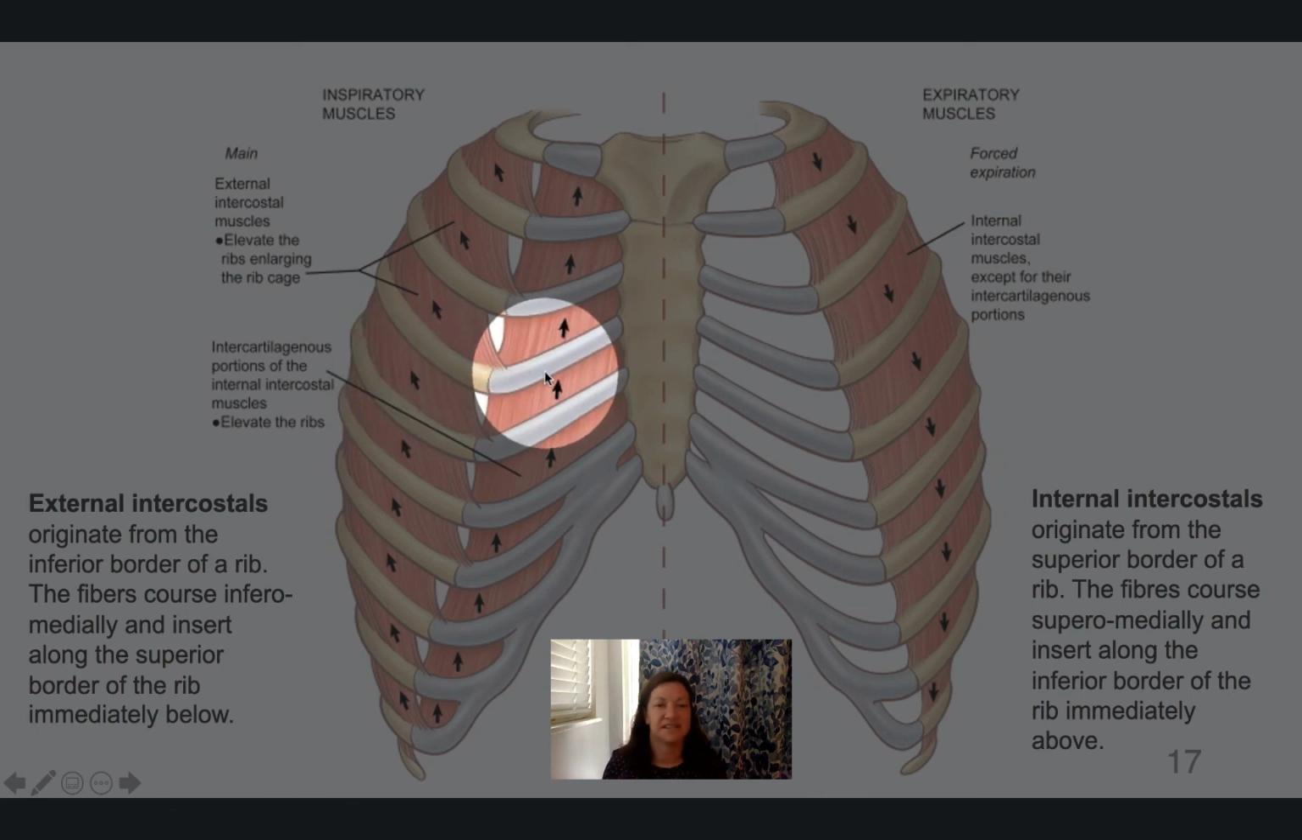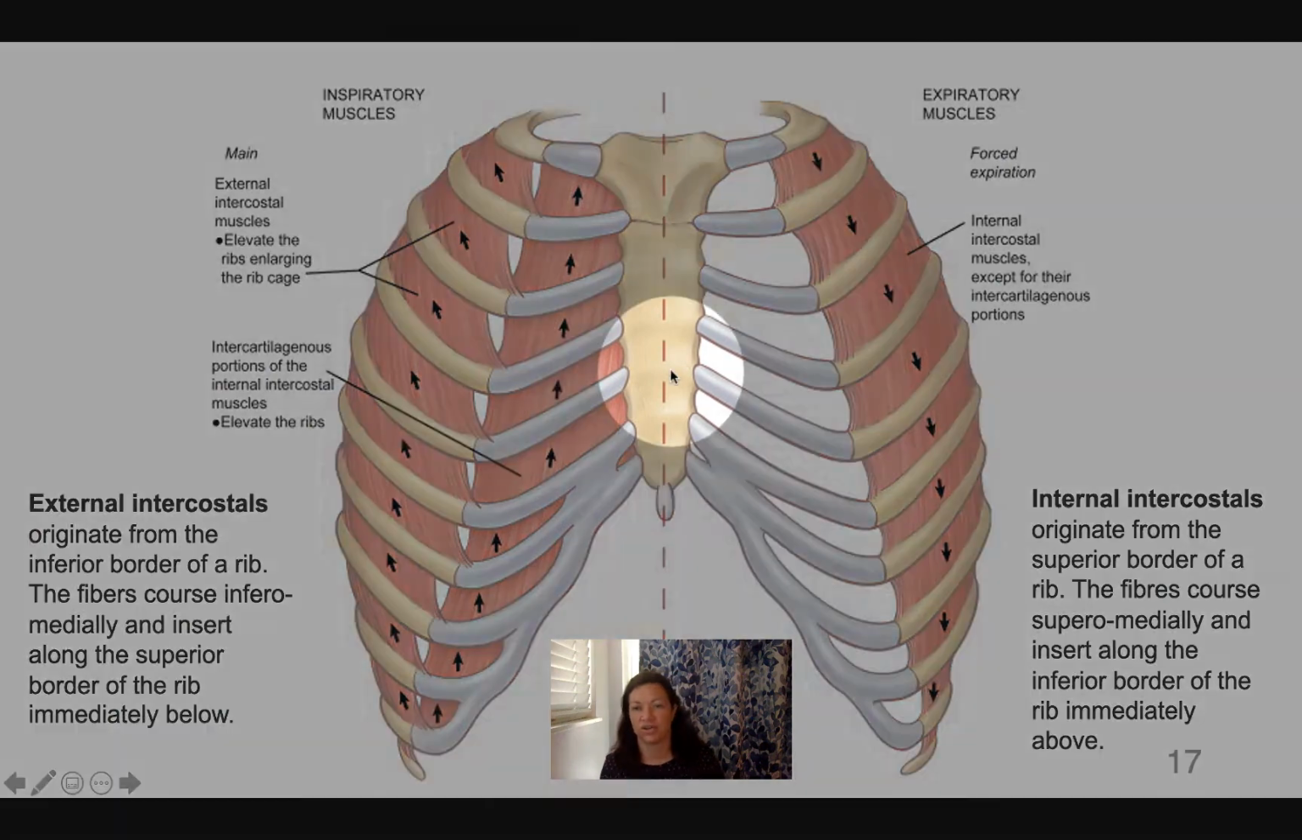And you can take the same as true for the cartilaginous division of the intercostals. That is that their insertion rib will be caudal to the rib of origin. And that allows, when they contract, to move the insertion toward the origin.